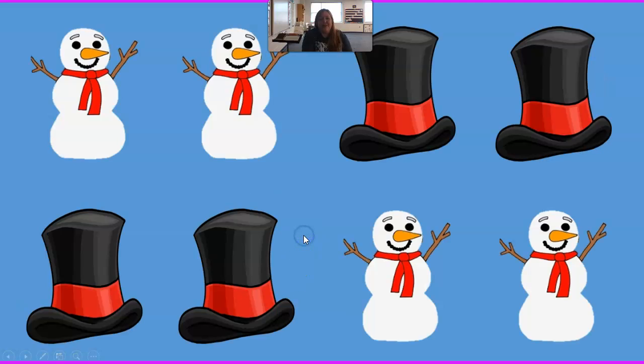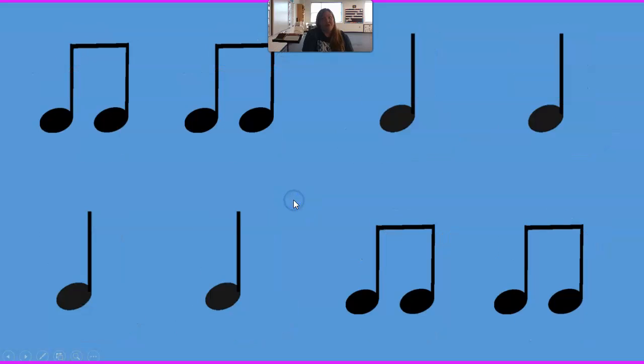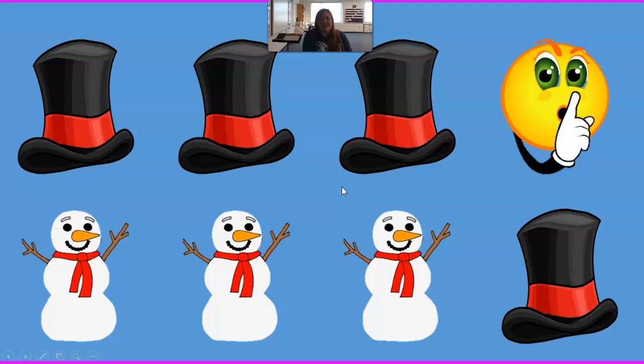Good job. Another pattern. Good luck. Ready, go. Snowman, snowman, hat, hat, hat, hat, snowman, snowman. Rhythm syllables make it sound the same with your words. You got TT, TT, ta, ta, ta, ta, TT, TT. You guys are way too good at this.